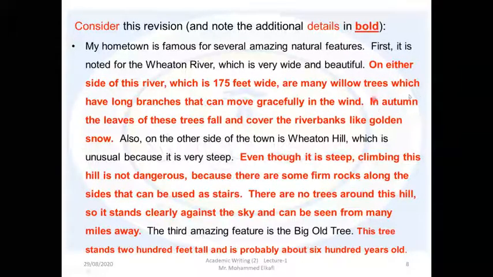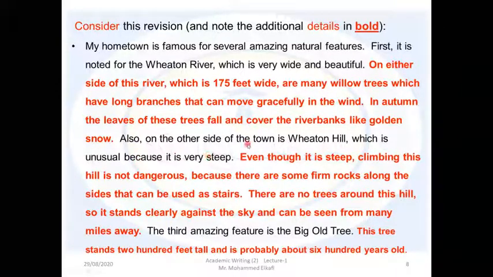And also he talked about some season, in autumn, the leaves of these trees can cover the river banks like golden snow. So he will see it as golden snow. So this is the first supporting sentence with the details. So here the details are written in red.